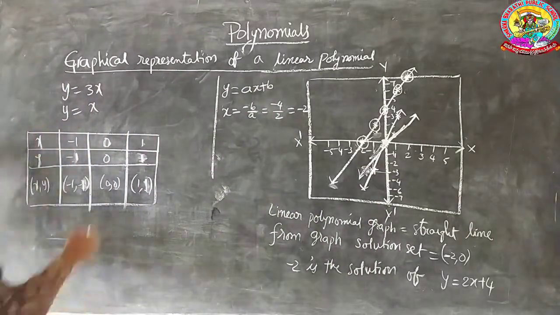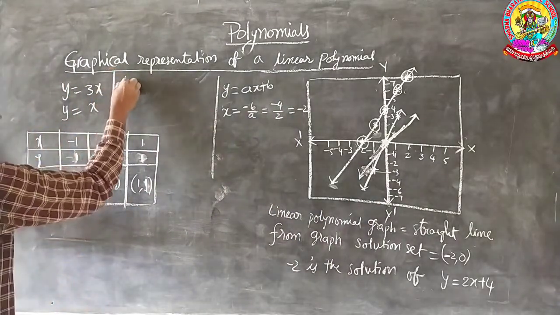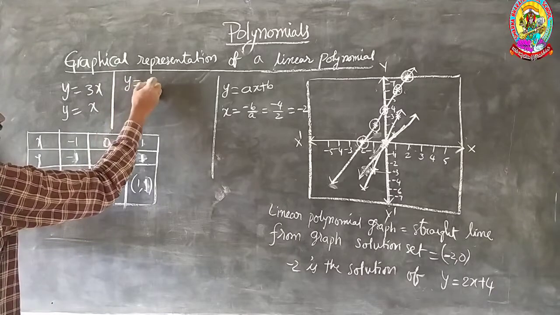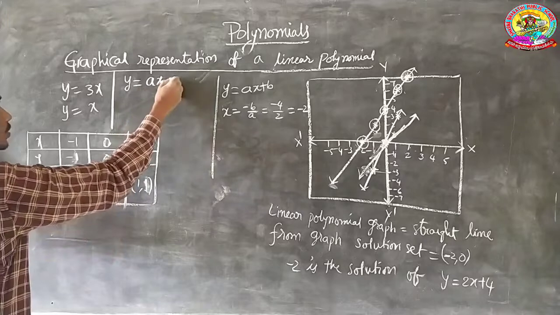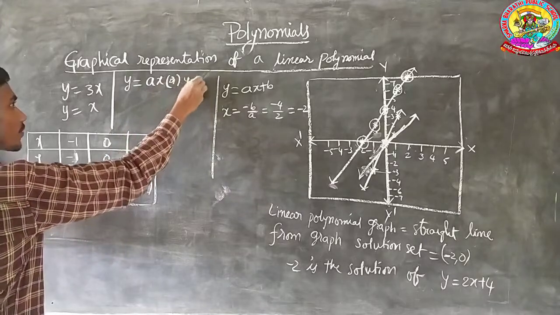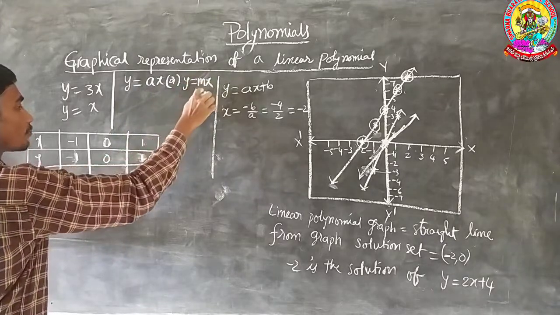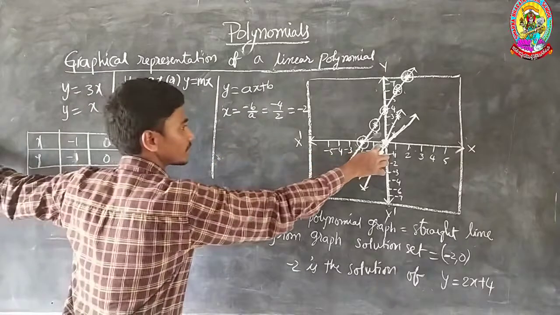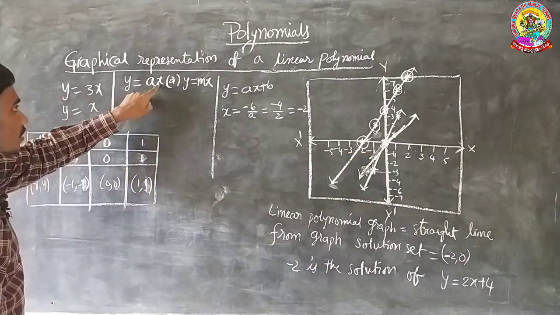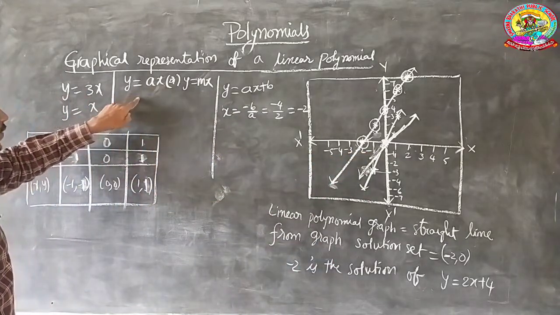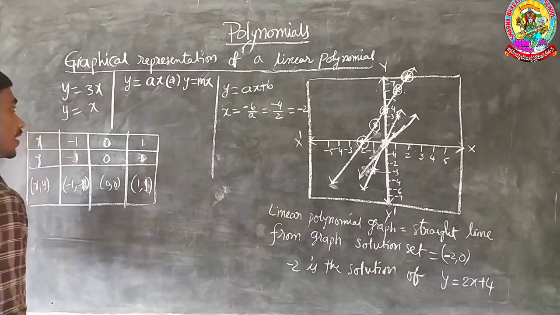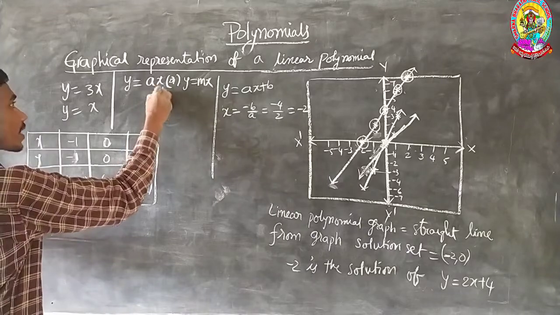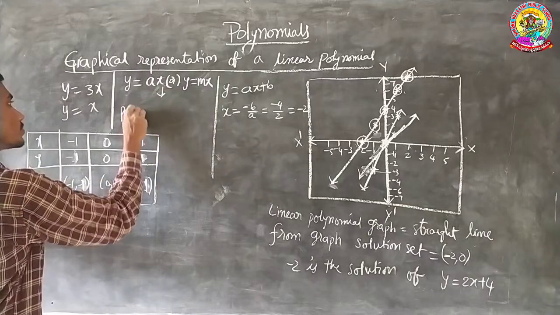If you observe, whether the given linear equation is in the form of y is equal to ax or y is equal to mx, the graph passes through the origin, because if you insert x as 0, you will get the y ordinate also 0. So that's why y is equal to ax passes through the origin.